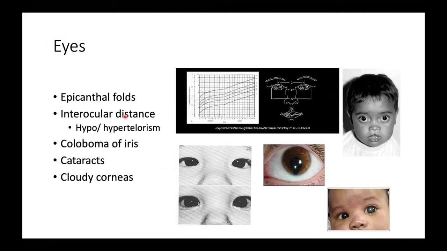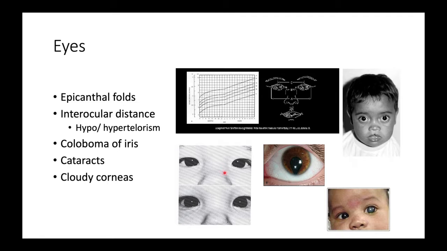And there are other things to note, like the presence of epicanthal folds, the interocular distance, which really should be measured. So this is just showing you how we should measure the interocular distance, and there are reference charts to plot it. If it's too narrow, the term is hypotelorism, or if it's excessively wide, the term is hypertelorism. In the eyes, we also may see a coloboma, say of the iris, which usually presents as a pupil that is not round, so sometimes like a teardrop or a keyhole defect. The presence of cataracts and cloudy corneas.